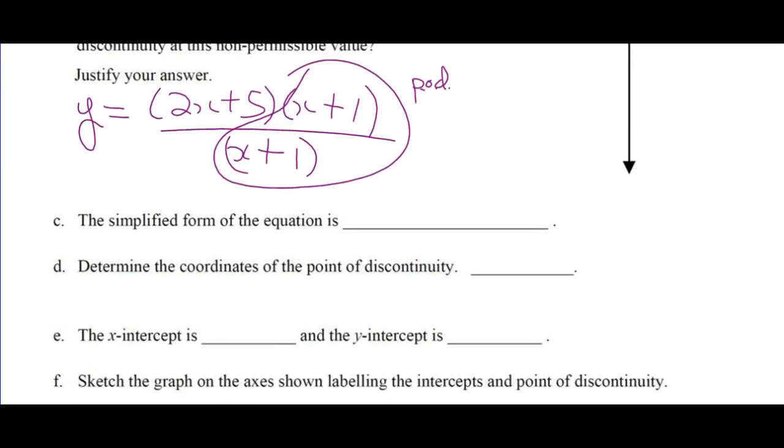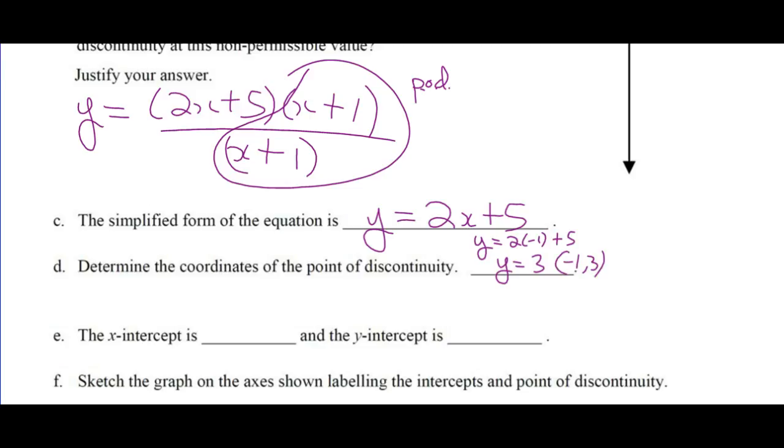What's the simplified form of the equation? Y equals 2x plus 5. What are the coordinates for the point of discontinuity? So we plug -1 in for x, right? Because that works here. This is just a straight line. That's continuous, right? So y is equal to 2 times the non-permissible value, -1. So y is equal to 3. And the coordinates of the point then are -1, 3.